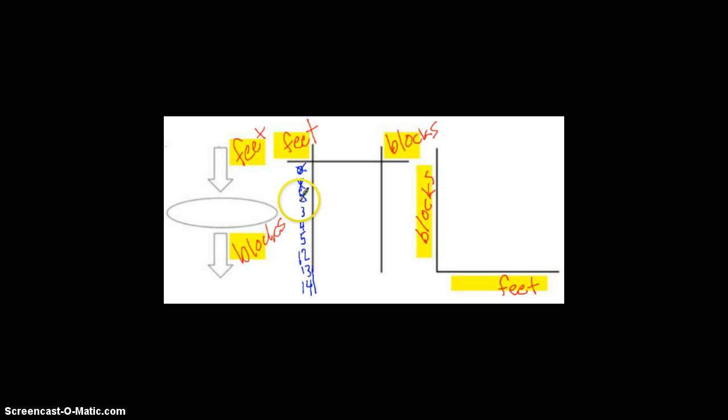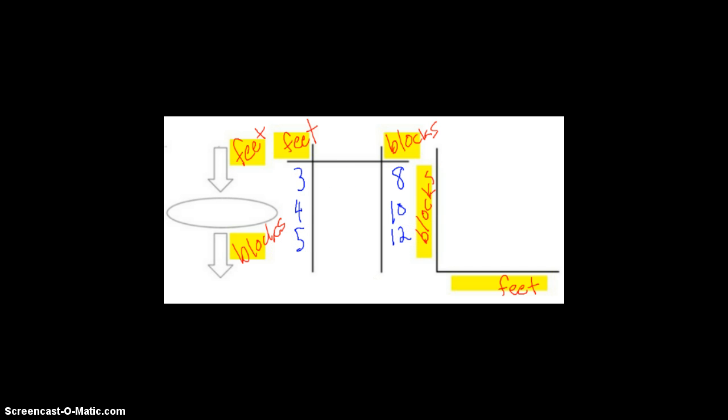So the first picture was 3 feet long, and it had 8 blocks. So I'm going to just start over on this. A 3 foot long wall was 8 blocks. A 4 foot long wall was 10 blocks. And a 5 foot long wall was 12 blocks.